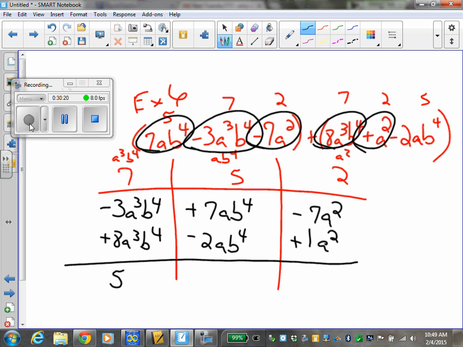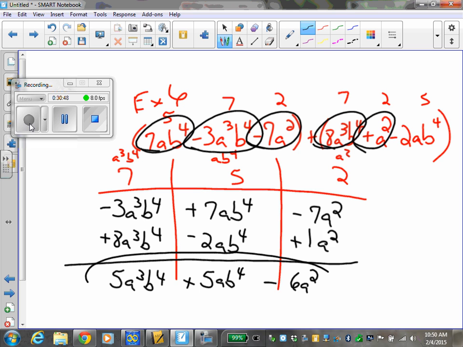5, not a to the 6th, b to the 8th. Why? They're adding so we don't do nothing. I agree. Okay? We're not multiplying. When we multiply the powers, we add the exponents. When we add, they stay the same. A cubed b to the fourth plus 5ab to the fourth minus 6a squared. Any questions on that?